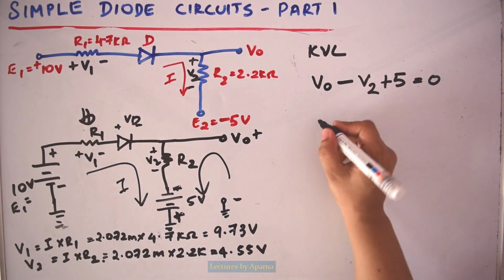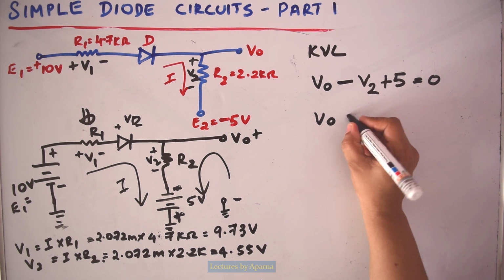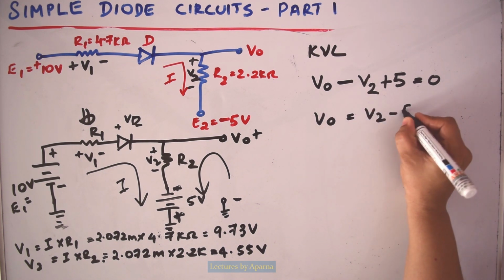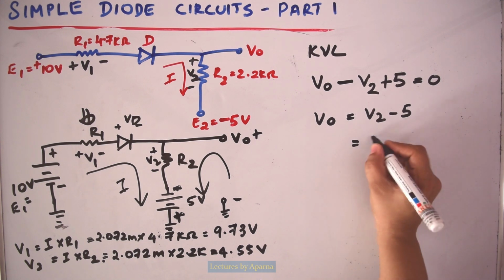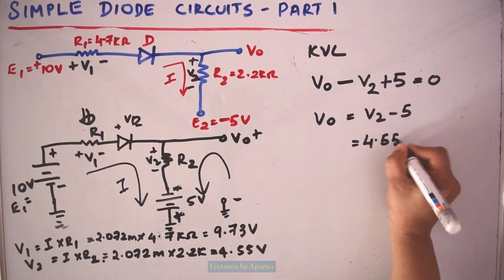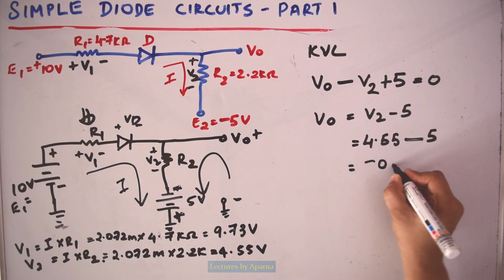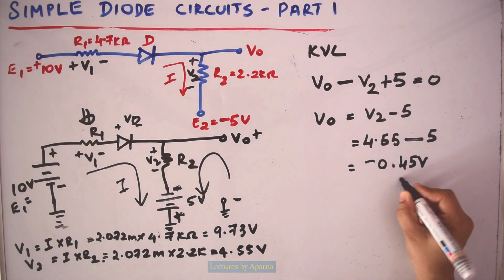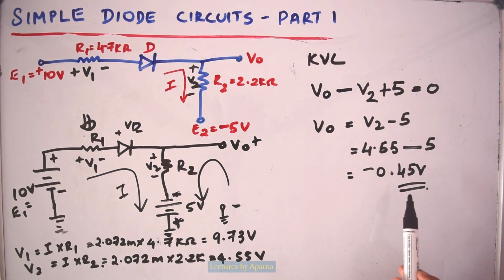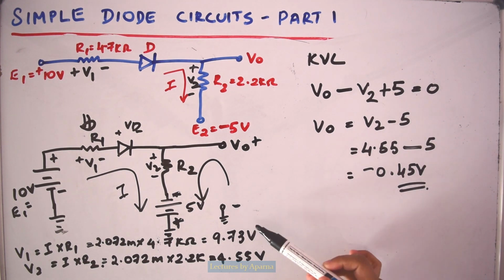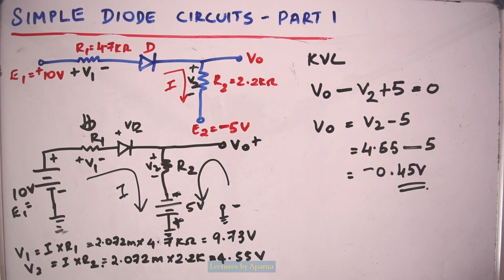Now substitute the value of V2. So V0 is equal to V2 minus 5. V2 is 4.55 minus 5. So you got this value as minus 0.45 volt. So the polarity of V0 is opposite to that which we have assumed. So these are the simple diode circuits. The rest of the circuits we will discuss in the part 2 video.